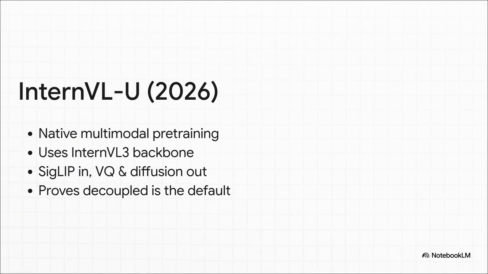Looking slightly ahead, by the time intern VLU arrives in 2026, it completely subsumes this routing choice into its massive framework. It utilizes SigLIP for input and a combo of VQ and diffusion heads for output, all unified by the intern VL3 backbone. This is perfect proof that decoupled routing is no longer just a cool experiment. It is absolutely cementing itself as the undisputed default for building unified models at scale.